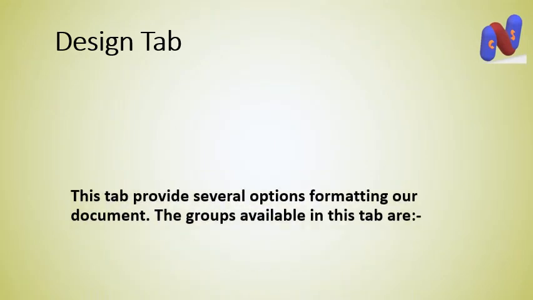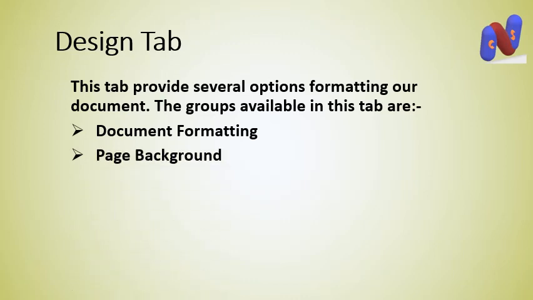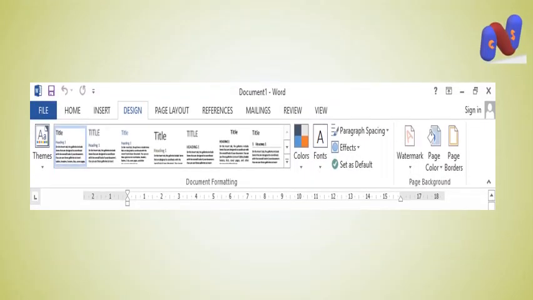Now design tab. This tab provides several options for formatting our document. The groups available in this tab are document formatting and page background. In the figure you can see the document formatting group and the page background. In page background we can apply watermark, we can apply page color, we can apply page border.